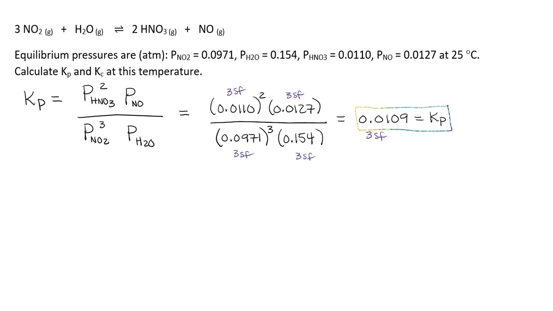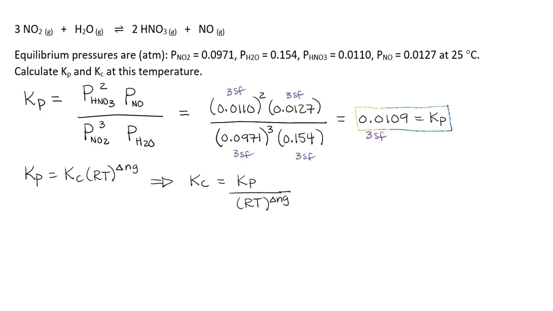Next, we're going to solve for Kc using a rearranged form of the Kp equation. So let me write down our regular form. Kp equals Kc times RT raised to the delta Ng. To rearrange this to solve for Kc, I just need to divide by the RT term, and that gives us Kc equals Kp divided by RT to the delta Ng.